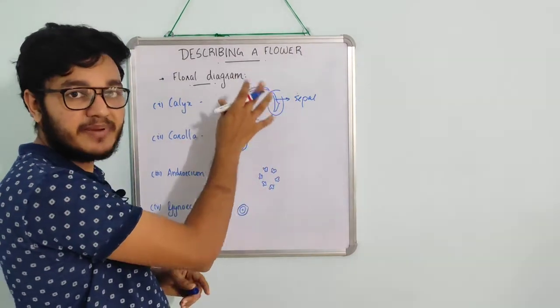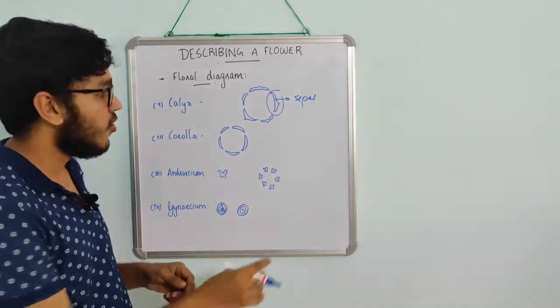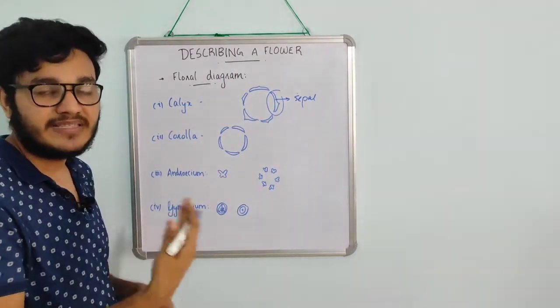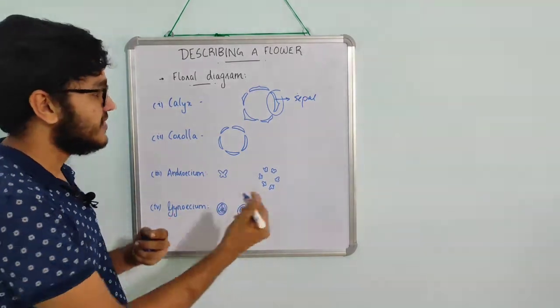So how many sepals are there? It is represented in a round form. Usually 5 sepals are there, and the whole thing is known as calyx. Now based upon the estivation, that may be vexillary, or valvate or twisted, you should represent it like that.